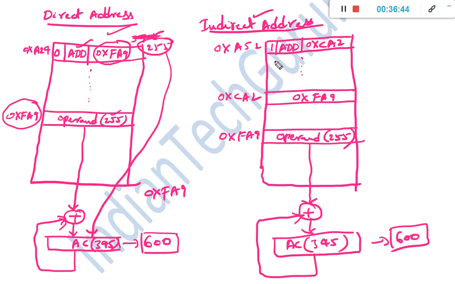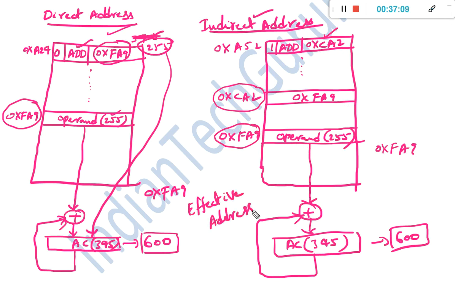In case of indirect address mode also, even though the address 0xCA2 is actually given in the instruction code, the effective address will be 0xFA9 here also, because it actually contains the operand value. Now, how can we define the effective address? The effective address can be defined as the address location where the operand resides. Like this we can define an address location.